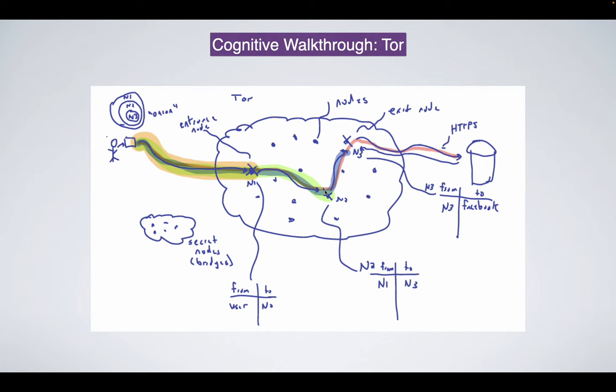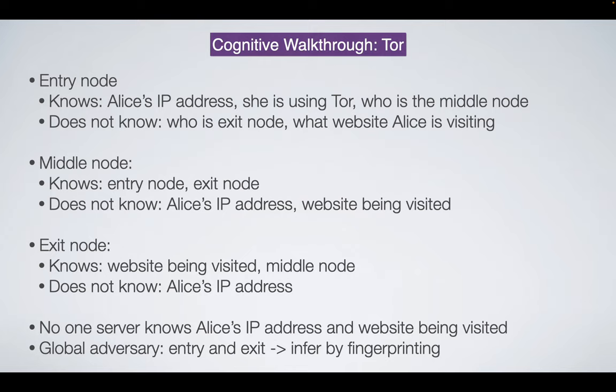Okay, so this is maybe a summary at this point. The entry node knows Alice's IP address. They can see that she's using Tor because that IP address belongs to someone that's in the Tor directory. And they also know who the middle node is. Okay. What they don't know is the exit node, and they also don't know the website that Alice is visiting. The middle node knows the entry that it got it from. It knows the exit node, so it knows the two internal Tor nodes.